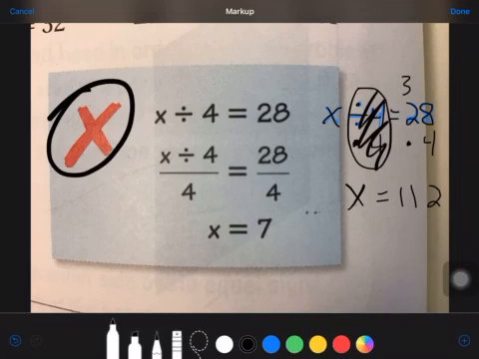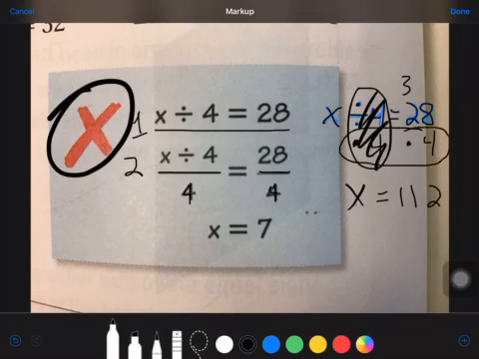Now that I have something to compare it to, I'm going to go back and look and see what they did. So here we have x divided by 4 equals 28. So in this next step, so this is step 1, step 2, they had x divided by 4 divided by 4 equals 28 divided by 4. So in our step 2, what did we do? We timesed by 4. They divided by 4. So were they right or were we right? Well, we already know that they were wrong.